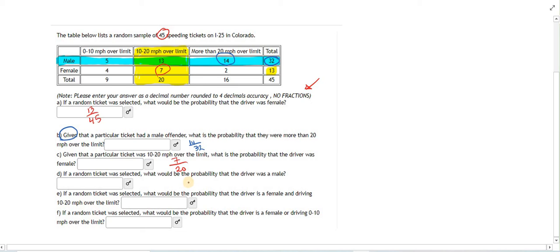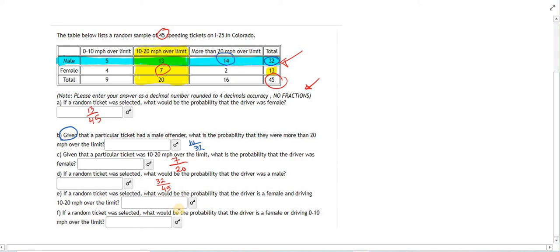If a random ticket was selected, what would be the probability that the driver was a male? So I'm selecting from the total population here. If I select a random ticket from the entire population, what is the probability that I'm going to have a male on that ticket? That is how many males are there in this population out of the total number of people. So that is 32 out of 45.